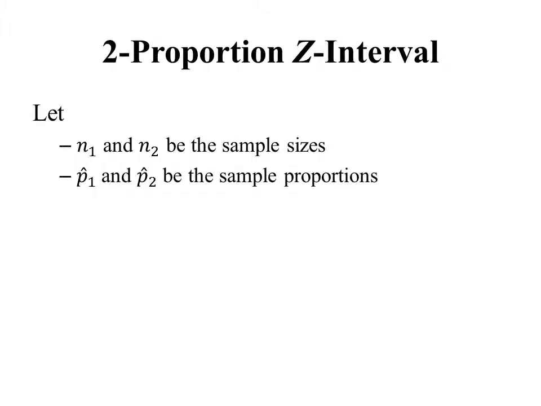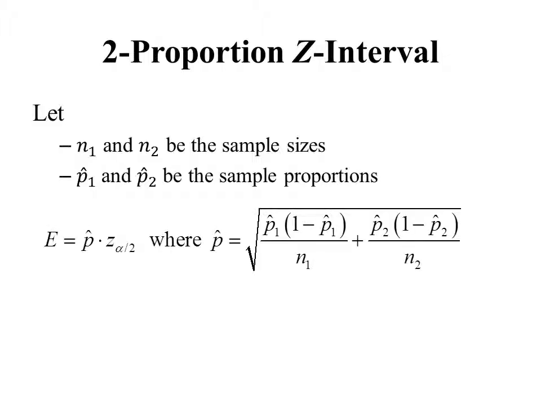So we're going to estimate this difference with what we call a two-proportion z-interval. Called a two-proportion because we are comparing two different population proportions. Called a z-interval because our test statistic is going to be a z-value. And so first of all, let's let n1 and n2 be our two sample sizes that come from our two independent populations, and then p hat 1 and p hat 2 be the corresponding sample proportions.